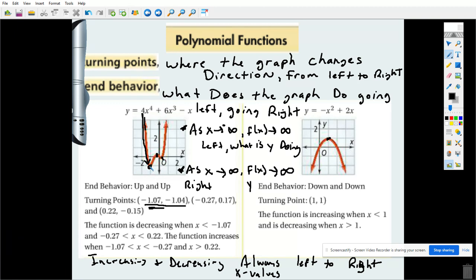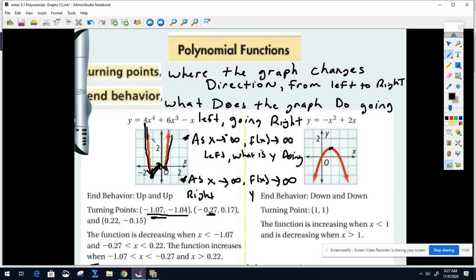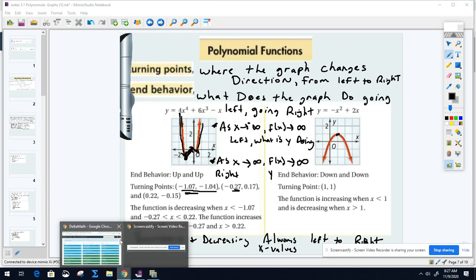Then at negative 1.07, it starts increasing, going up right here to this x value, which is negative 0.27, okay? And then it decreases from here to here and then increases. So you're kind of following from left to right, and all you're writing down is the x values. I cannot stress that enough. Only writing down the x values, okay? So I want to take a look at a couple of those problems on Delta Math and what they look like.